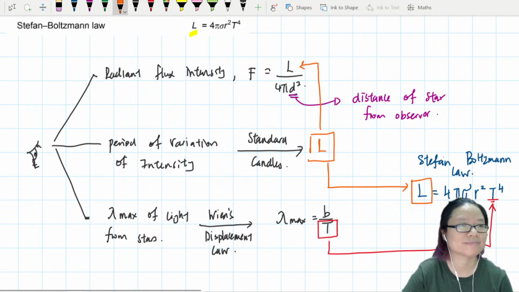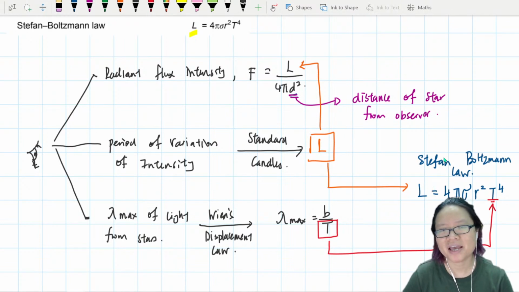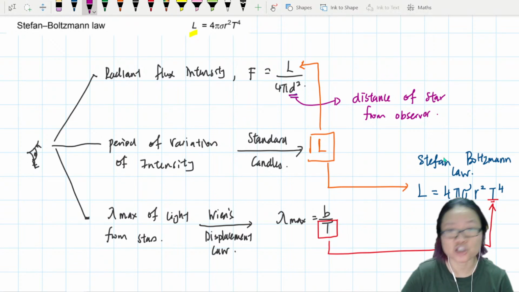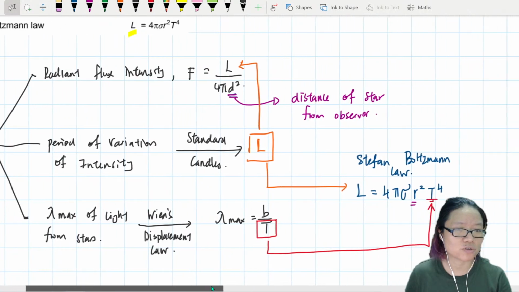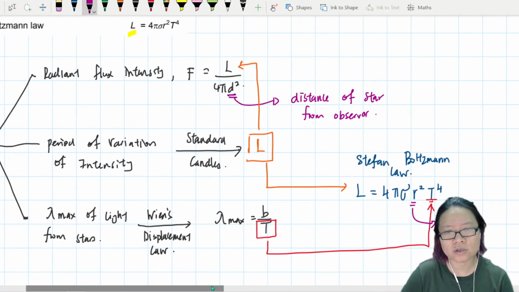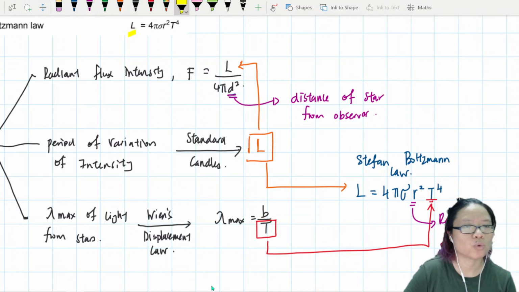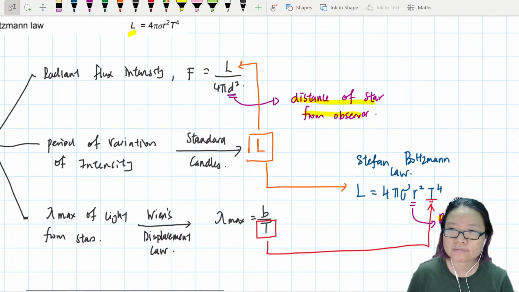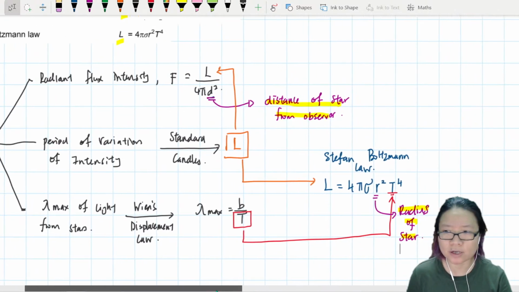Can you see? This T can go here, L can go there. And finally, you can now find R, because what we're looking for, again, is to measure the stellar radii, or the radius of the star. So we finally get what we want, which is the radius of the star. So we are calculating either the distance of the star or the size of the star. This is the overall mind map that we have right now.